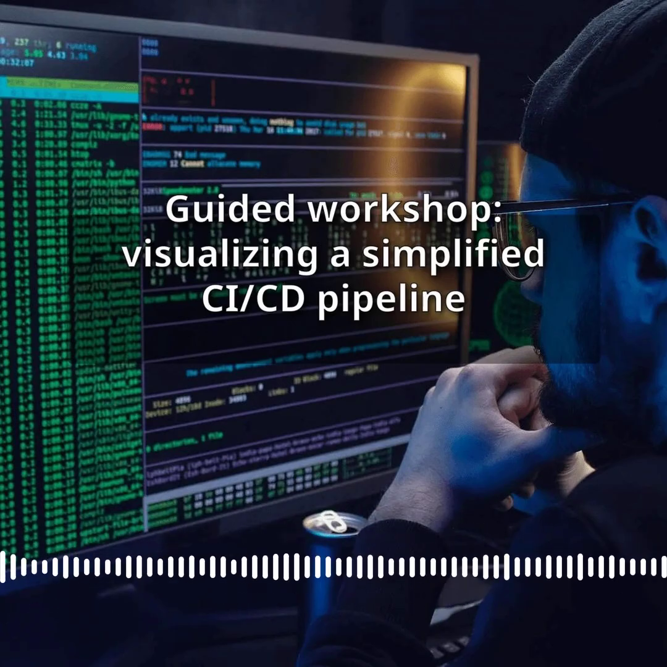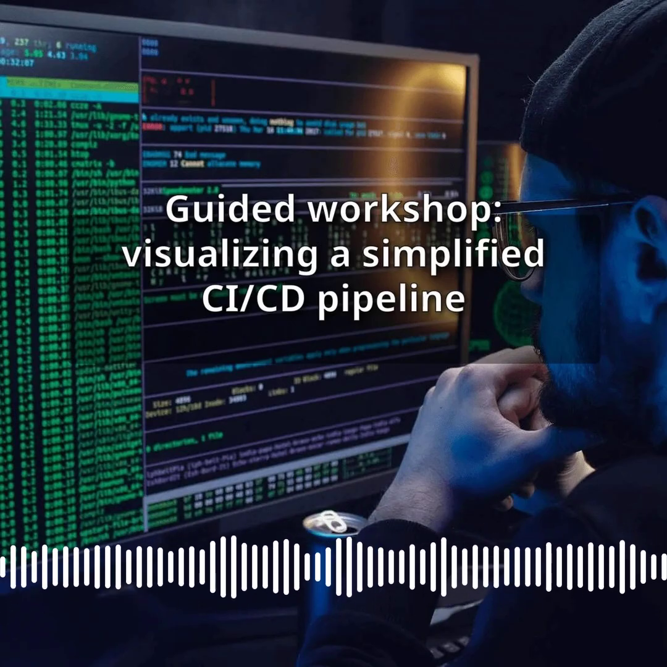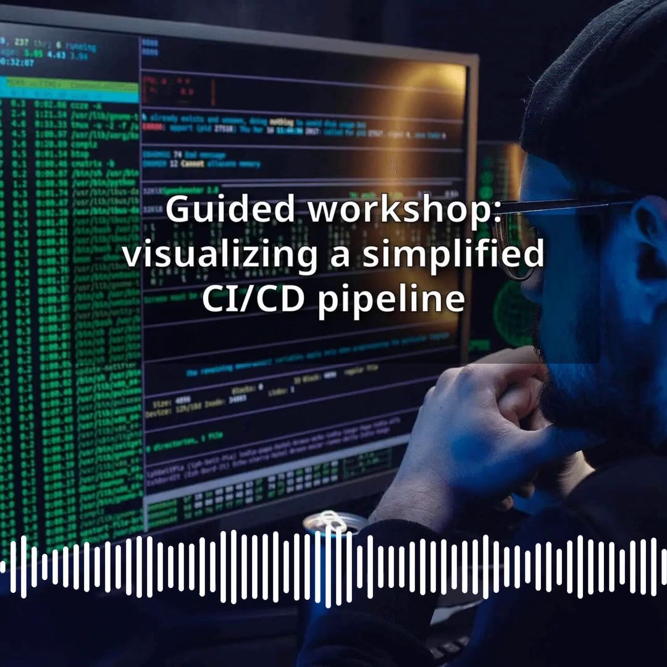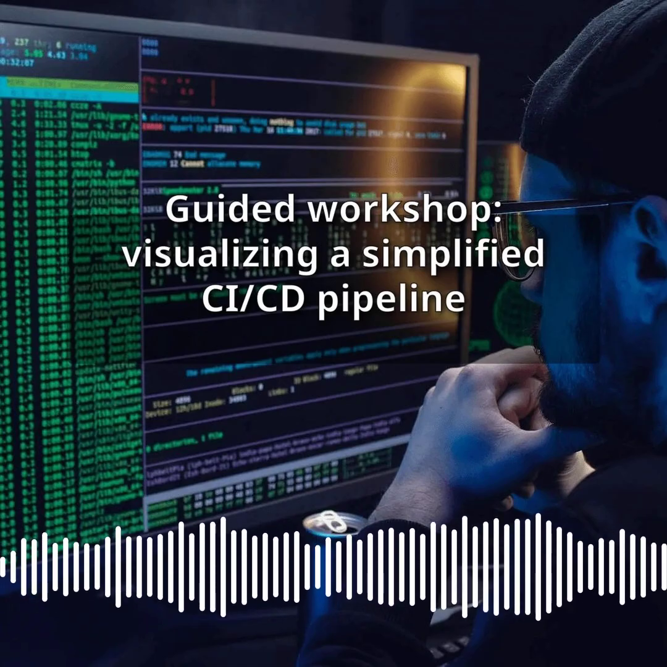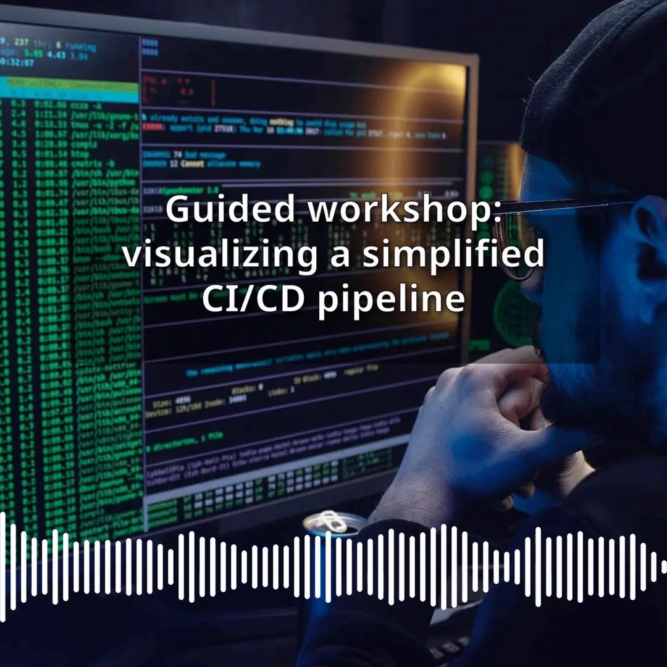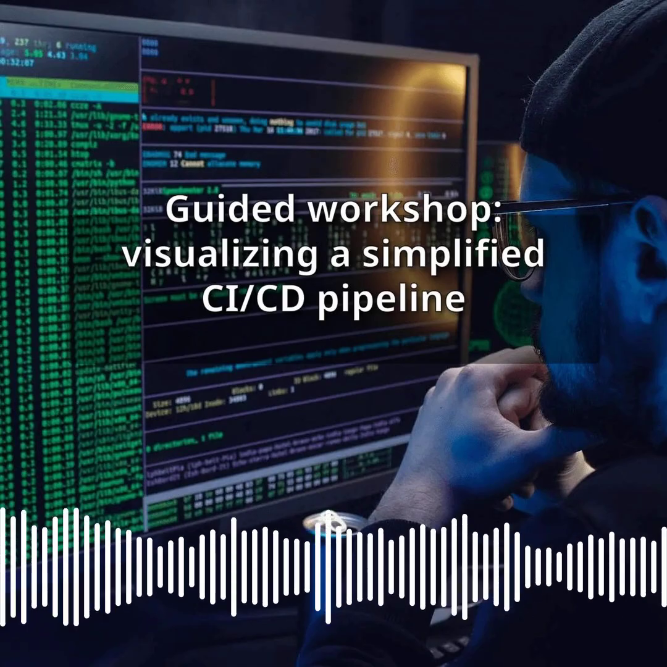How does your pipeline reflect the DevSecOps philosophy of shifting security left? You are not expected to be exhaustive, but you are expected to demonstrate that you understand the logic behind the structure you have drawn.